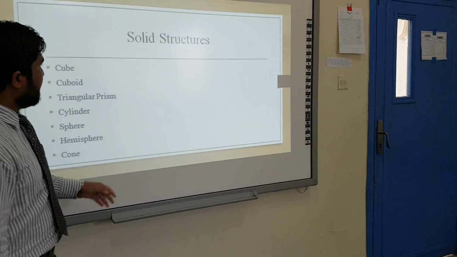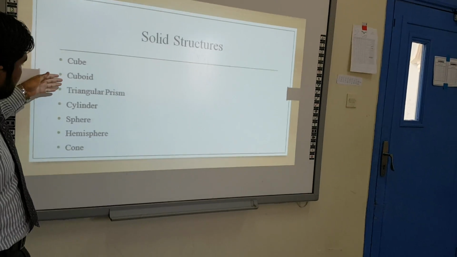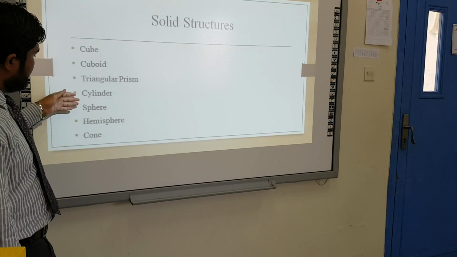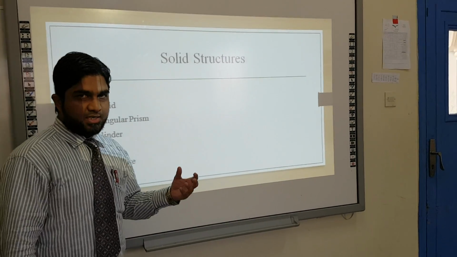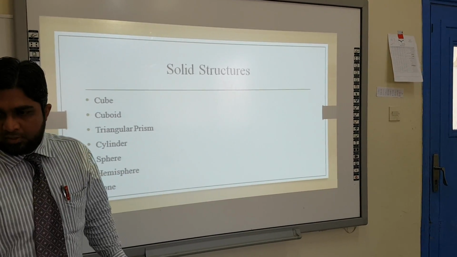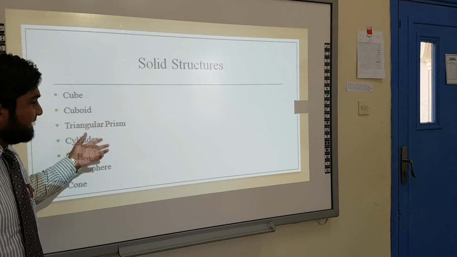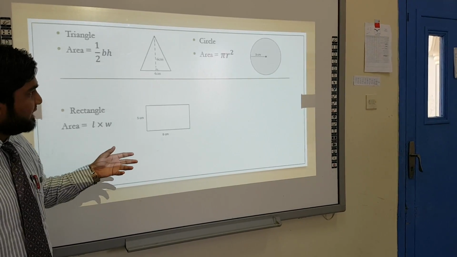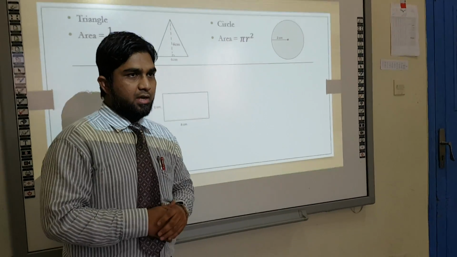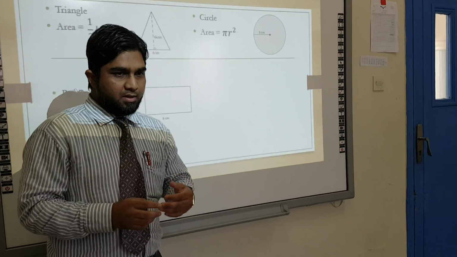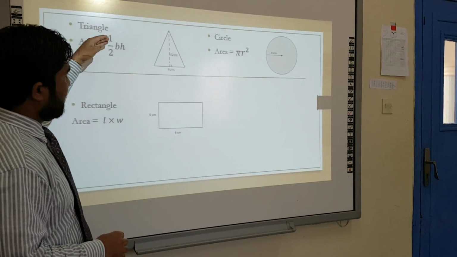We are going to learn today about some solid structures, that is cube, cuboid, triangular prism, cylinder, sphere, hemisphere, and cone. They are all 3D shapes and solid structures. But before we actually learn about them, we need to know the basics of them so that we can use those basics and apply the rule to find the total surface area and volume of the 3D shape, the solid structures. So first thing we must know is the area of triangle.